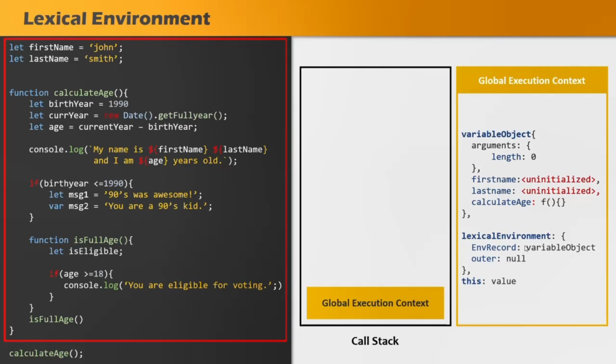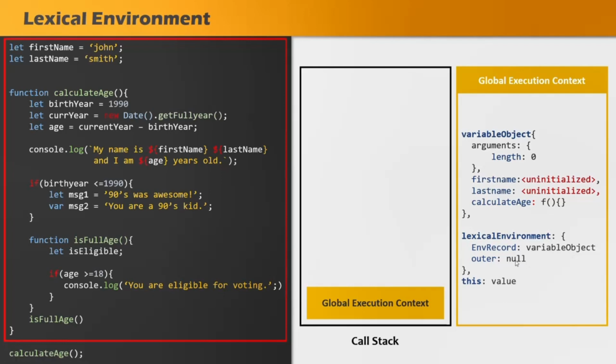And this outer property will point to the lexical environment of its parent scope. Now, for the global scope, we don't have any parent scope, right? Global scope is the outermost scope. So we don't have any parent for the global scope. And that's why you will see that in this case, this outer is set to null, because it is not pointing to any outer scope. It does not have any parent.